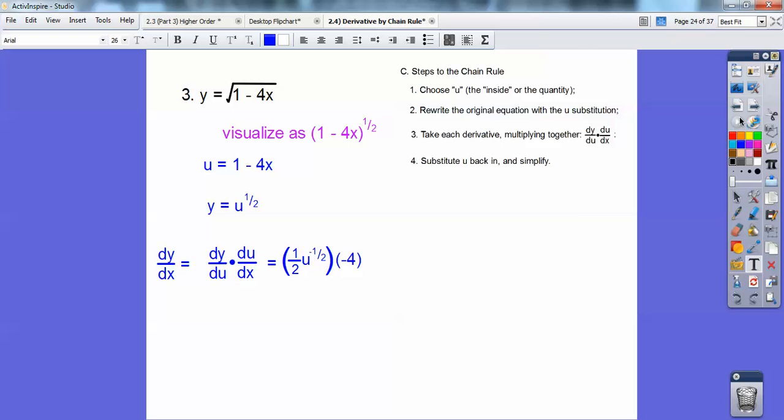You with me on that? And then u to the negative 1/2 is 1 over u to the positive 1/2, which is the square root. So that's the final answer for that one. You guys getting it? All right, let's try another one here.